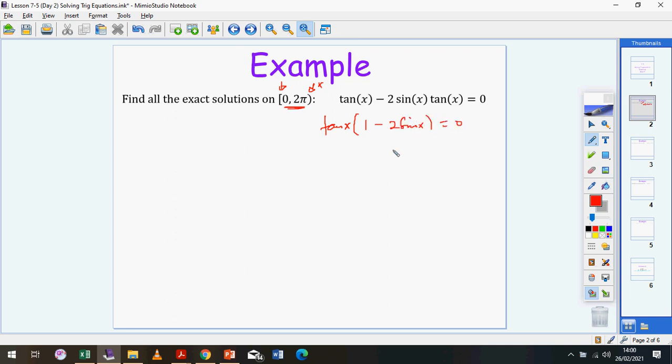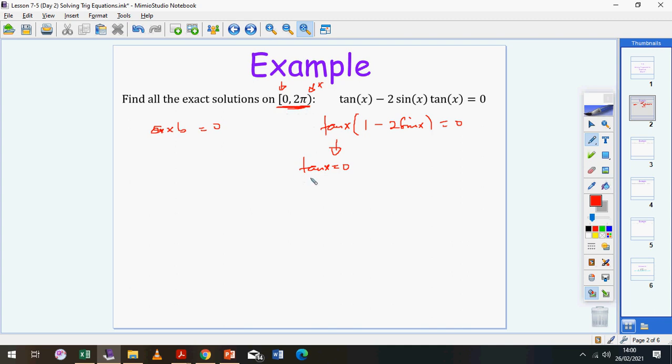And then from here it's algebra. I hope you remember the zero property. If the product of two things is 0, then either one of them is 0. So from here I can proceed to say either tan of x is equal to 0, and then I find the angles that give me 0 for the tan function that are on this interval.